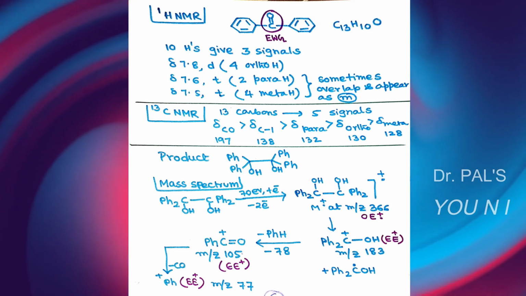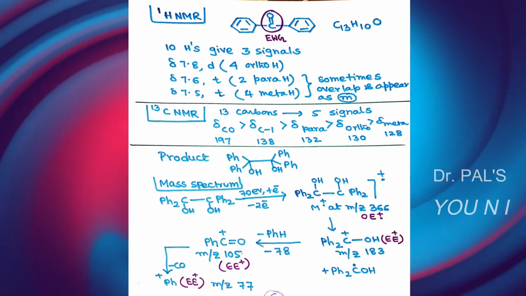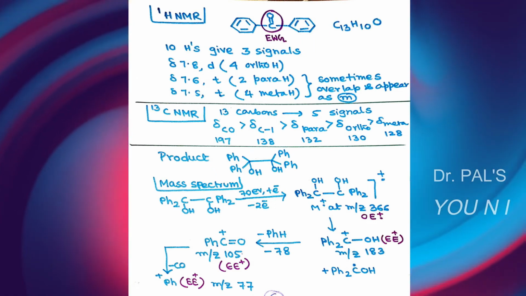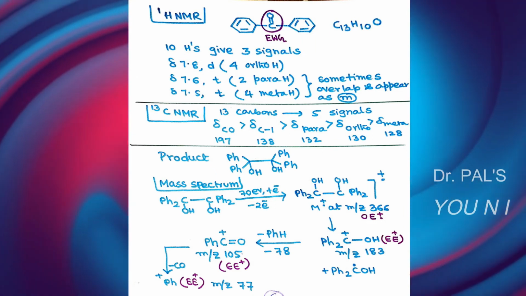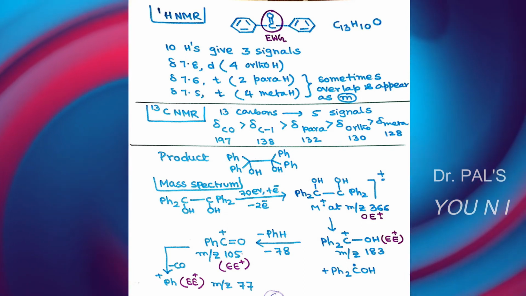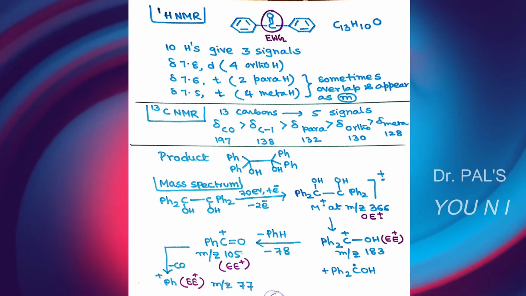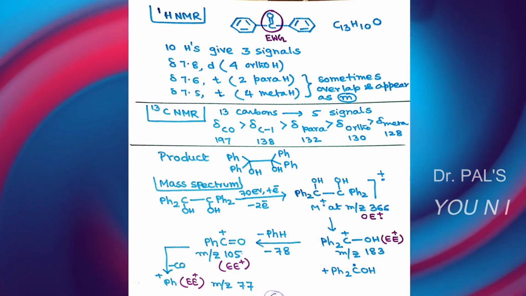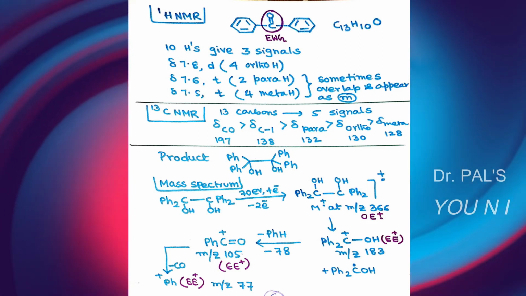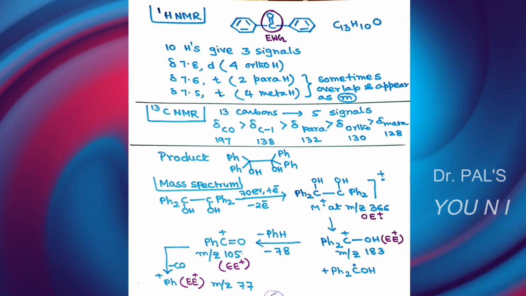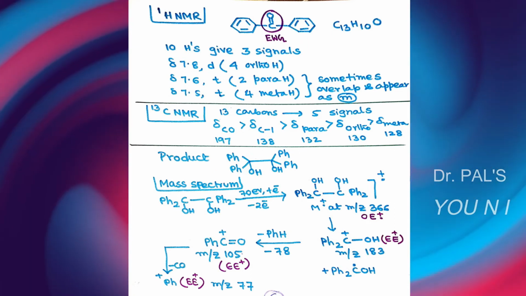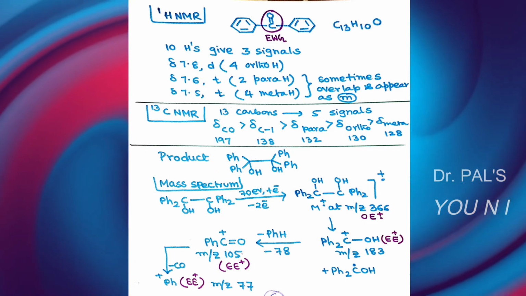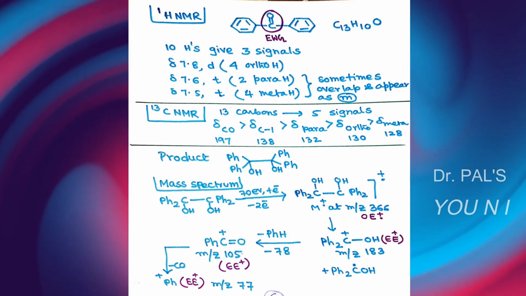So now coming to the approximate delta values and their multiplicity, because C=O is an electron withdrawing group, the ortho position will have the higher value, the para position also will have a higher value, and the meta position will have a slightly lower value. If we consider the resonating structures, it is very clear that positive charge will come at the ortho position and the para position. Therefore, the ortho and para positions will have higher values than the meta position.